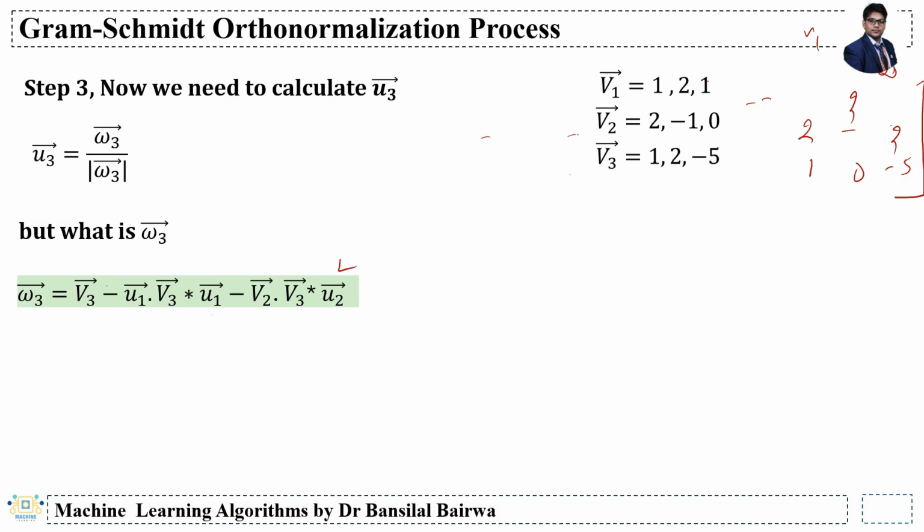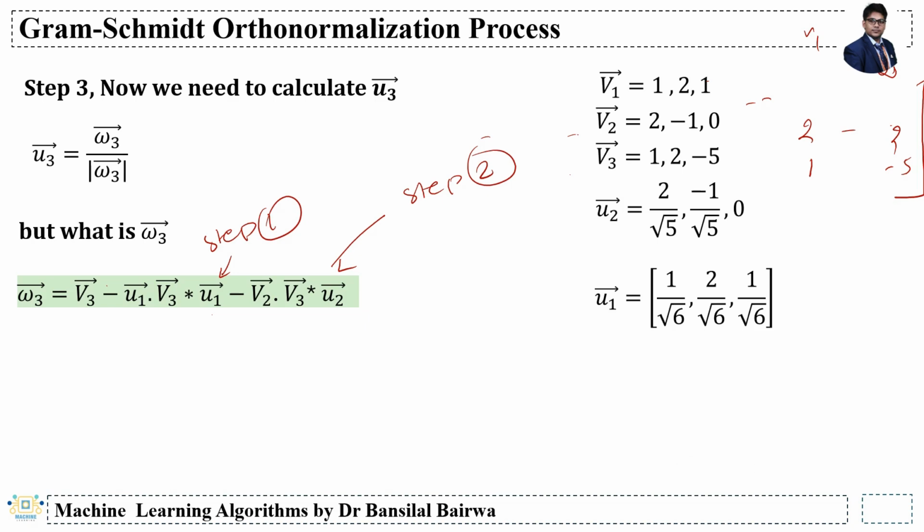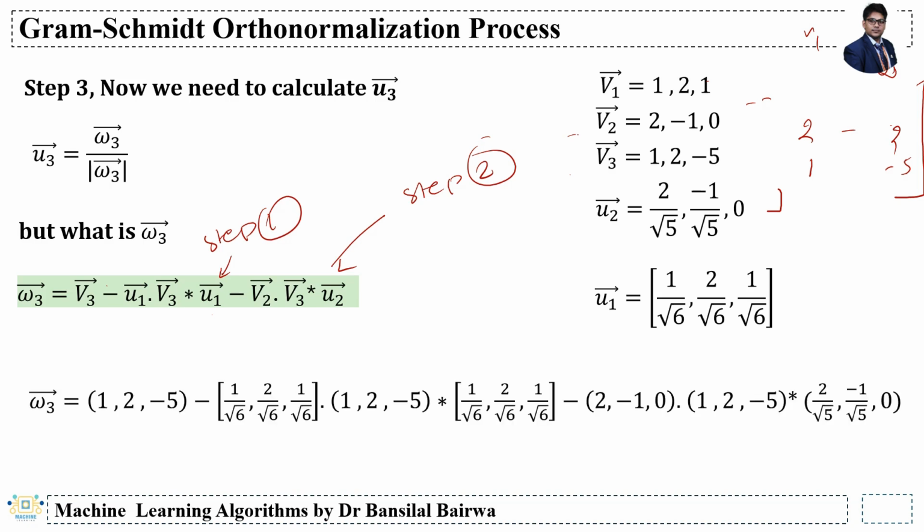Now we have to put in the value of U1, that is from step 1, and this we got from step 2, right? So we will put in all the values. I have also mentioned what we calculated previously. V1 we calculated as 1 by root 6, 2 by root 6, 1 by root 6, okay, and U2 we also calculated. So all the values we will put in these equations, and we will calculate the omega 3 vector. Here you can see this is V3, 1 2 minus 5, so I kept 1 2 minus 5.